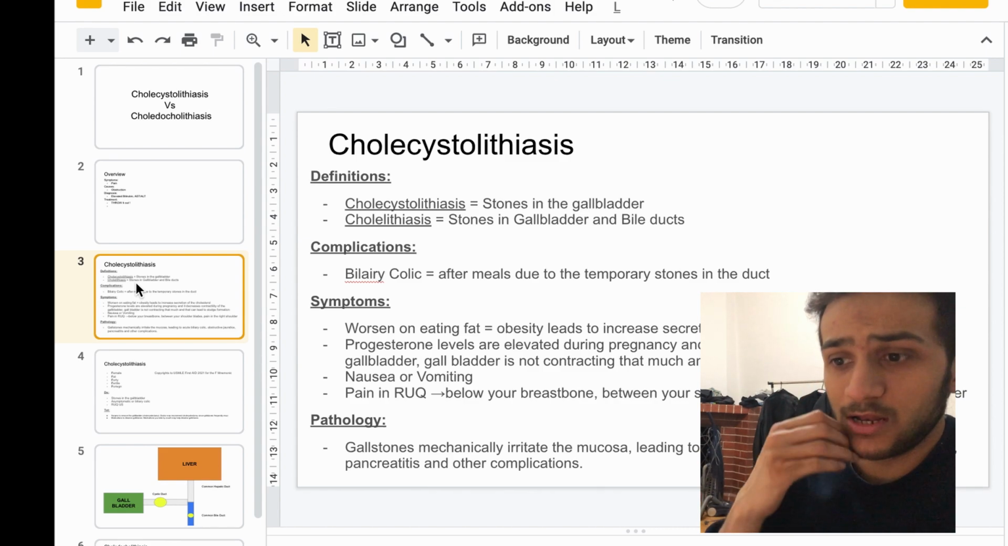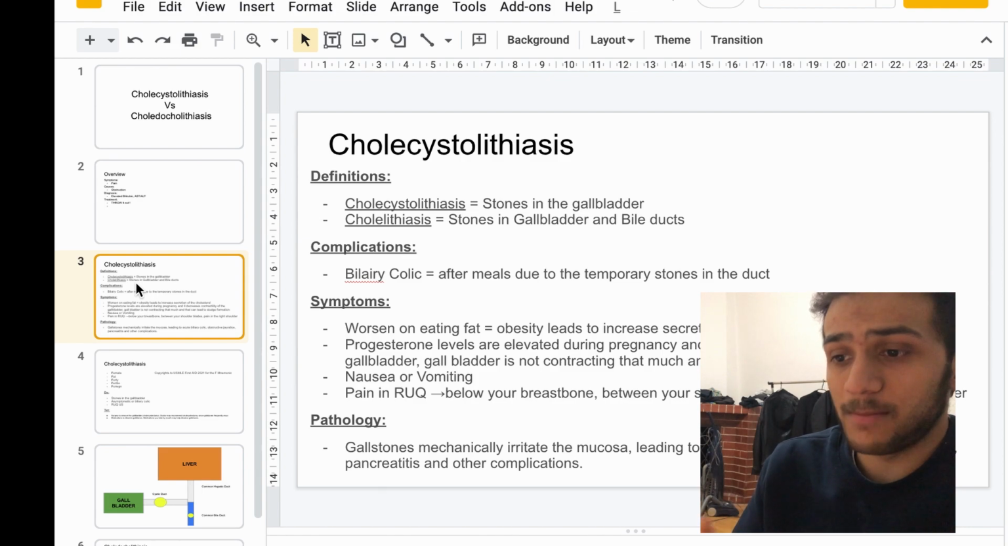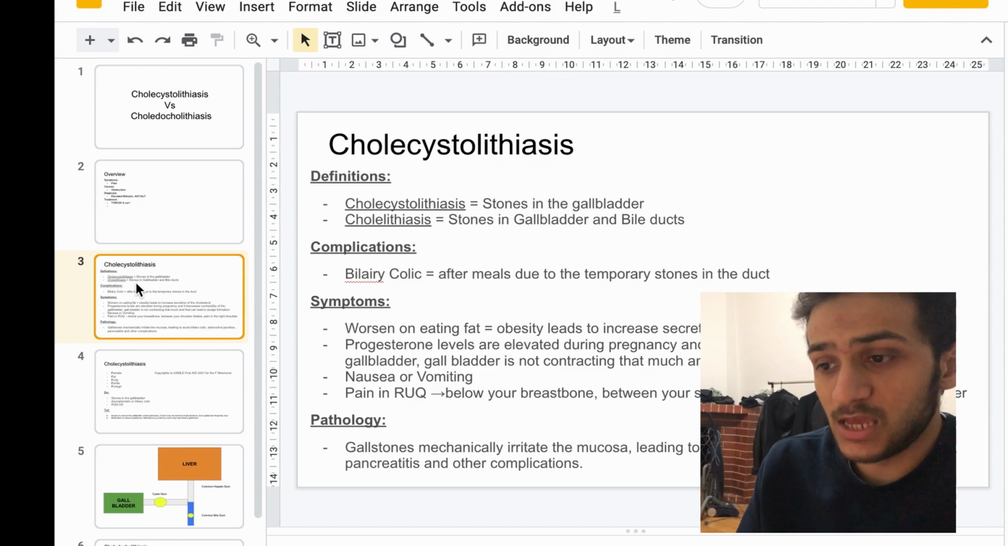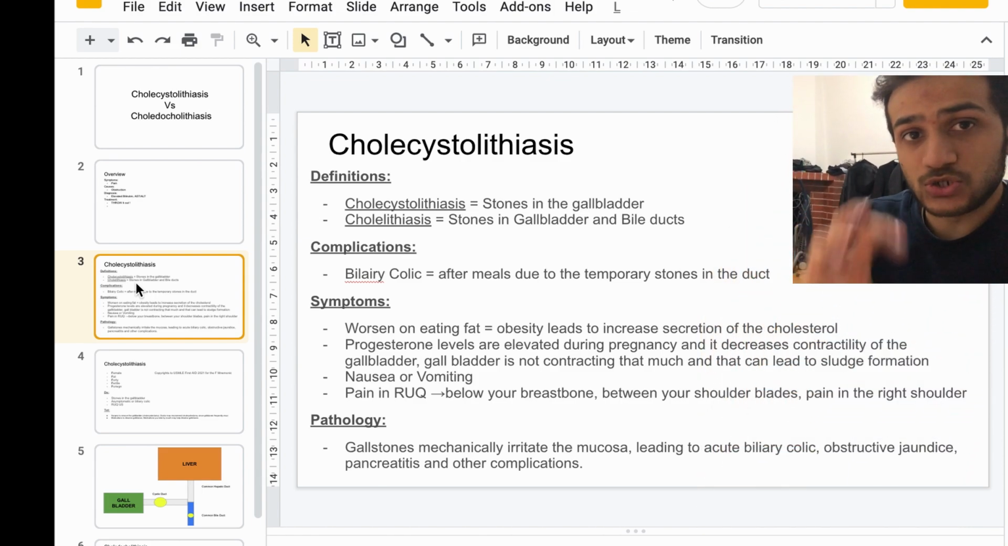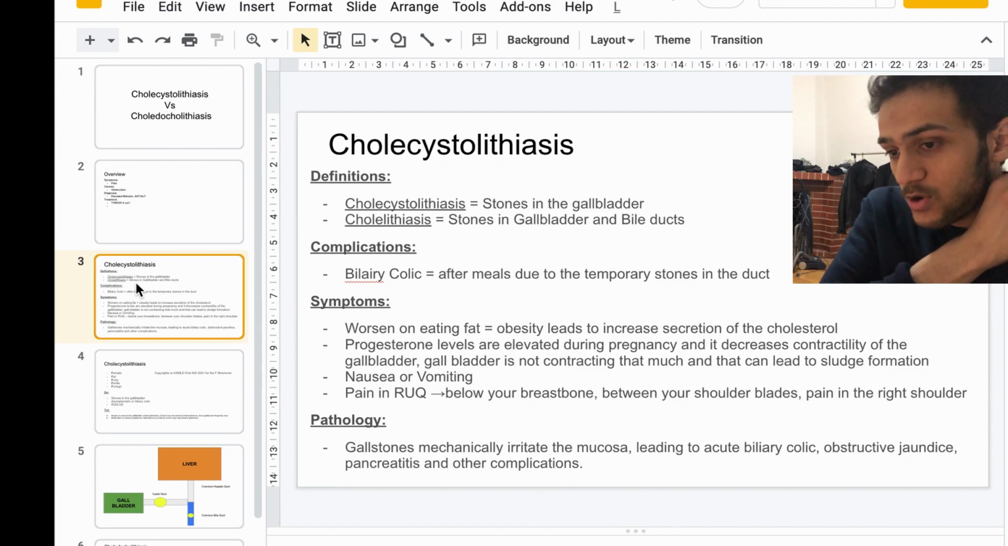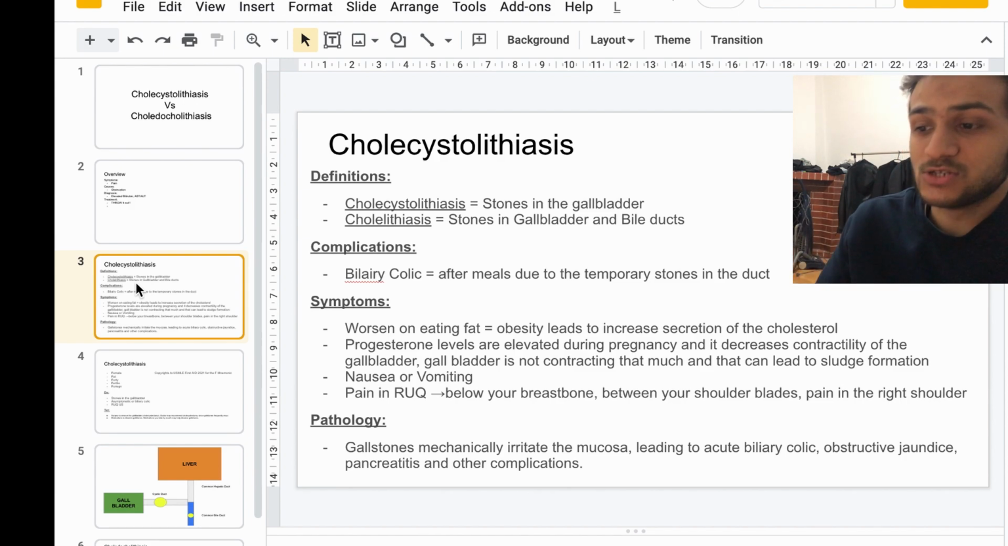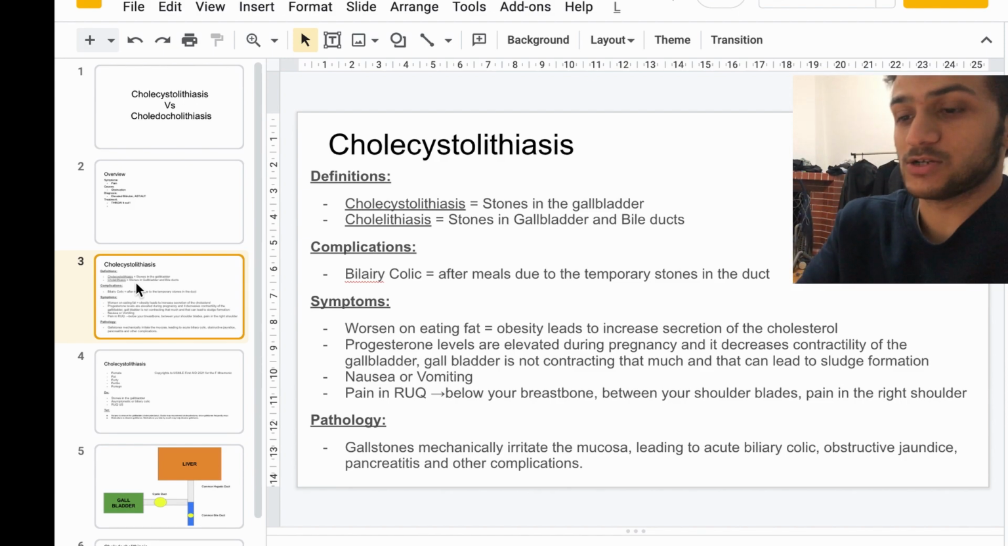This is basically going to lead to a lot of pain. We're going to have biliary colic, especially after meals. This is due to the fact that there are stones in the duct. A stone may come into the duct and cause pain. Symptoms may worsen on eating fat, because that leads to increased secretion of cholesterol. Progesterone may be elevated during pregnancy, and this leads to decreased contractility of the gallbladder. The gallbladder is not contracting that much.